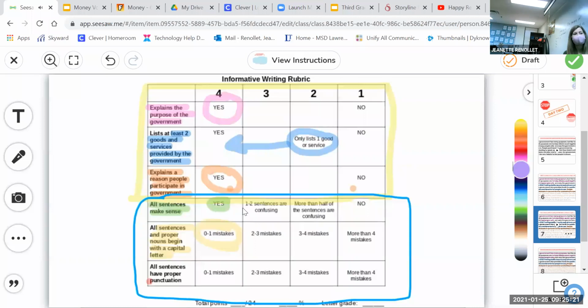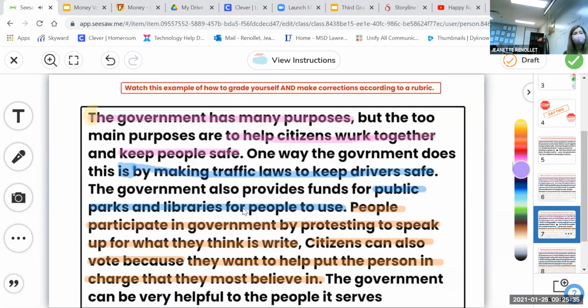Now, let's take a look at our next one. All sentences have proper punctuation. Punctuation. This is going to be 0 to 1 mistakes, 2 to 3, 3 to 4, or more than 4. Let's go make sure we don't have any mistakes. I see at the end of this idea, there's a period. One way the government does this is by making traffic laws to keep drivers safe. Period. Yes.